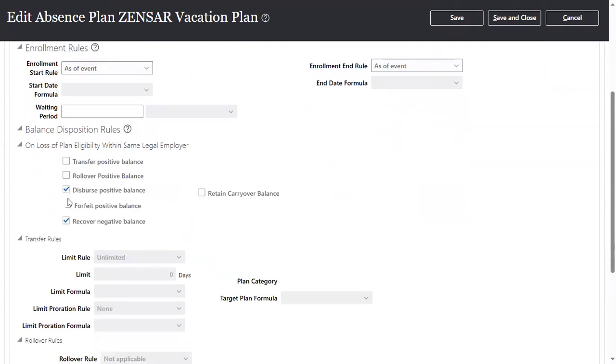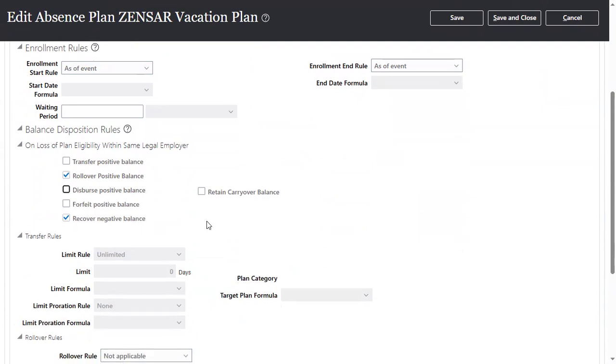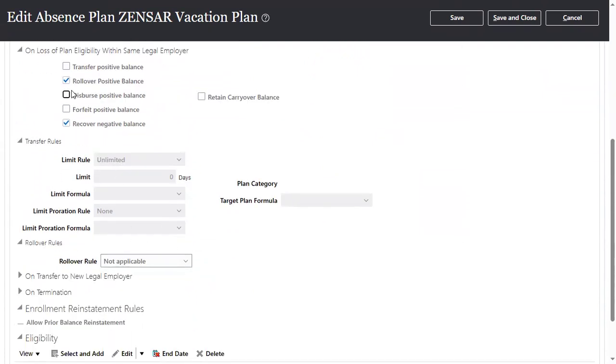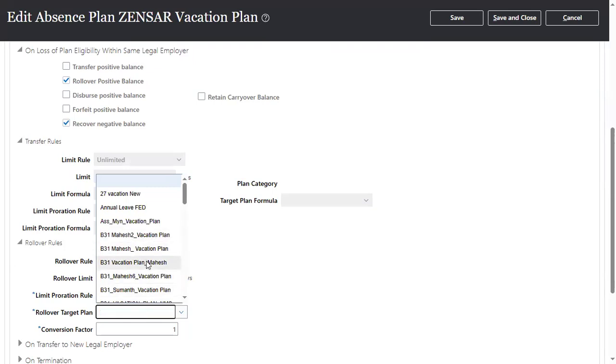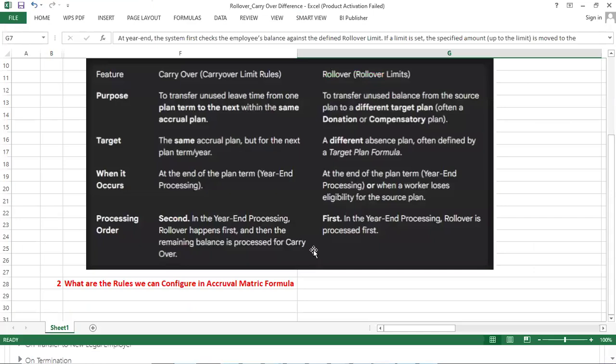On loss of plan eligibility, there is a checkbox here, rollover positive balance. The moment you choose rollover positive balance, here are the rollover rules. Same option, we see that in two places here. Then what is the target plan? So here, if you enable it here, otherwise year-end processing.